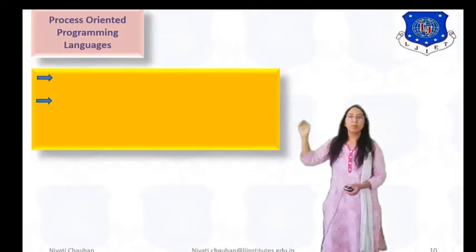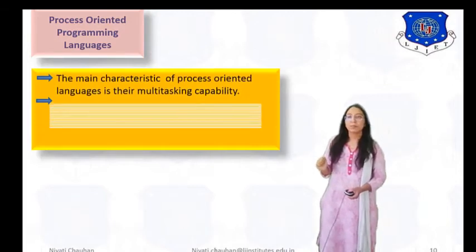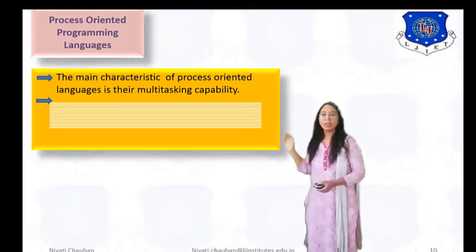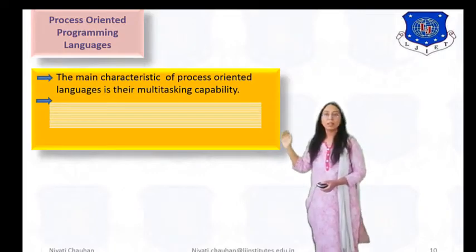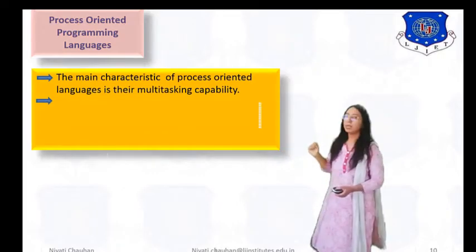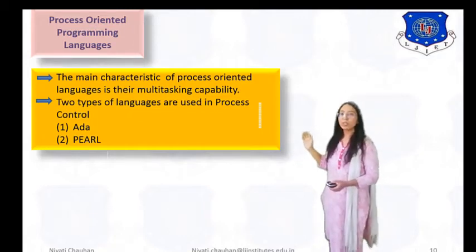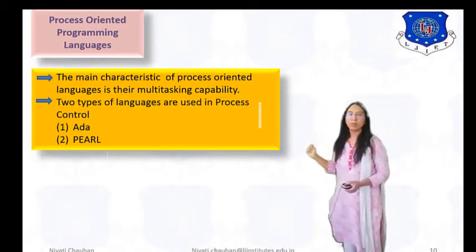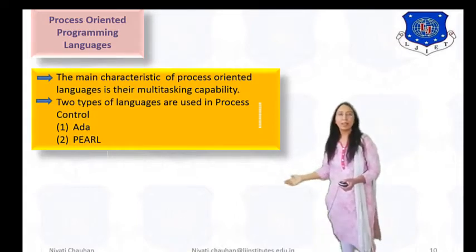Next is the process-oriented programming language. The main characteristic of process-oriented languages is their multitasking capability. Two types of languages are used in process control: first, ADA, and second, PEARL.